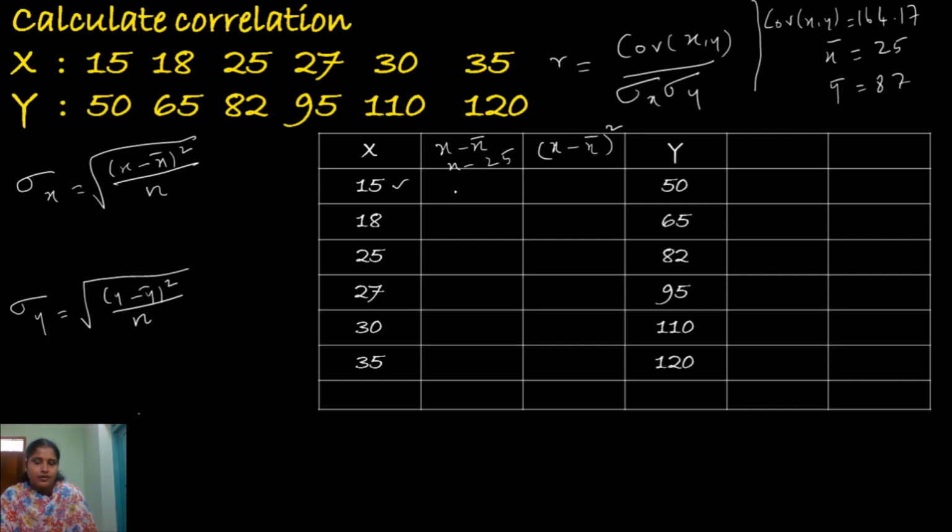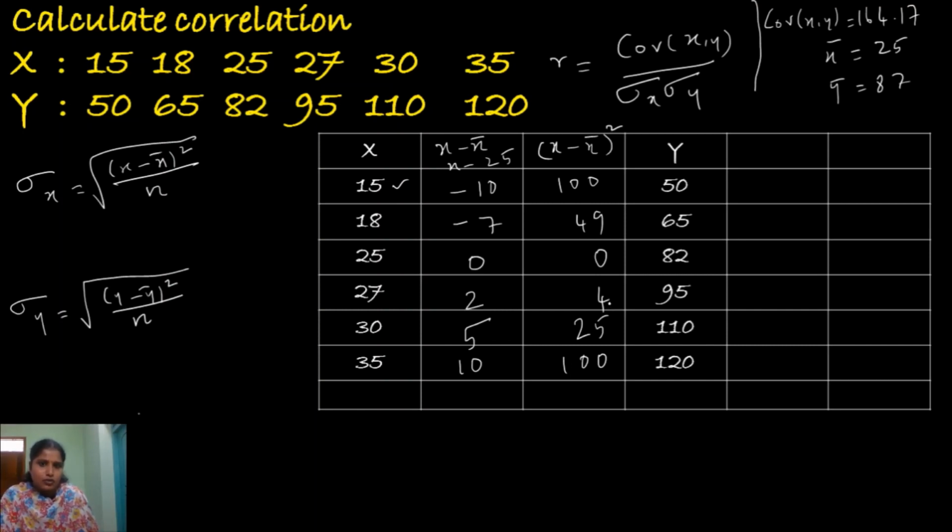15 minus 25 is minus 10. 18 minus 25 is minus 7. 25 minus 25 is 0. 27 minus 25 is 2. 30 minus 25 is 5. 35 minus 25 is 10. When you square these values, minus 10 squared is 100, minus 7 squared is 49, 0, 2 squared is 4, 5 squared is 25, and the square of 10 is 100.